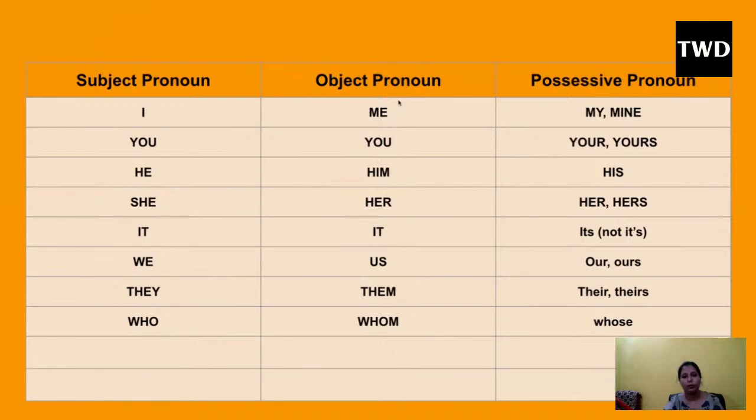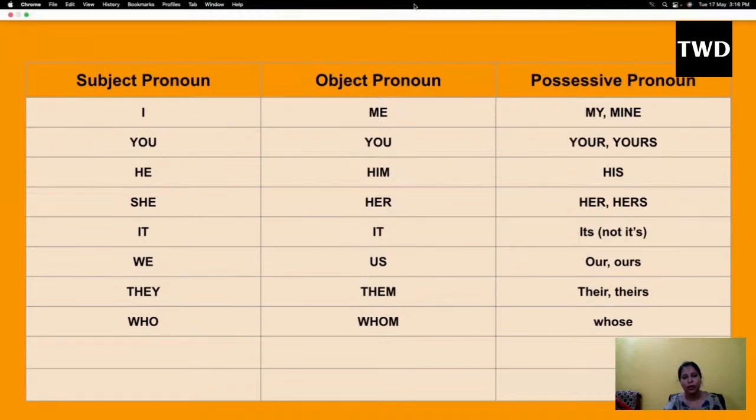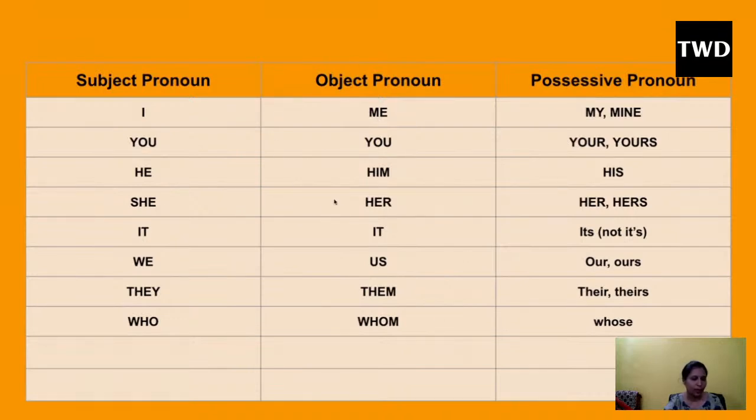All these are object pronouns and will come at the last of the sentence. Please give that book to me. This book belongs to him, give it to her. In this way, all these pronouns will come at the end of the sentence.